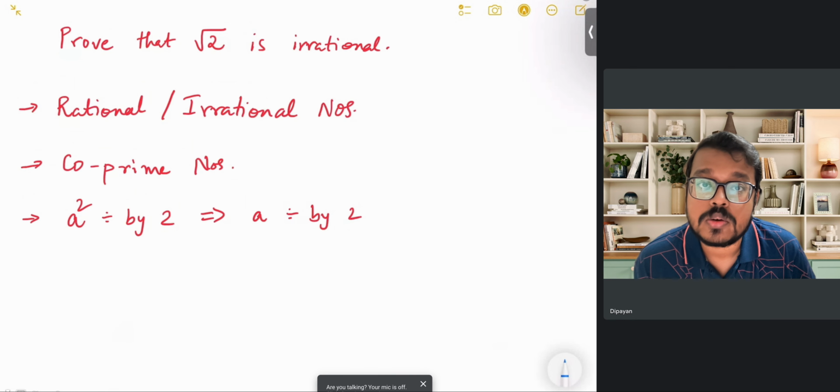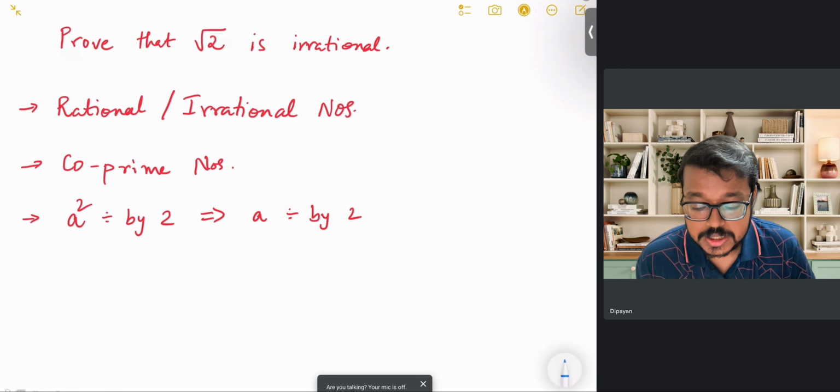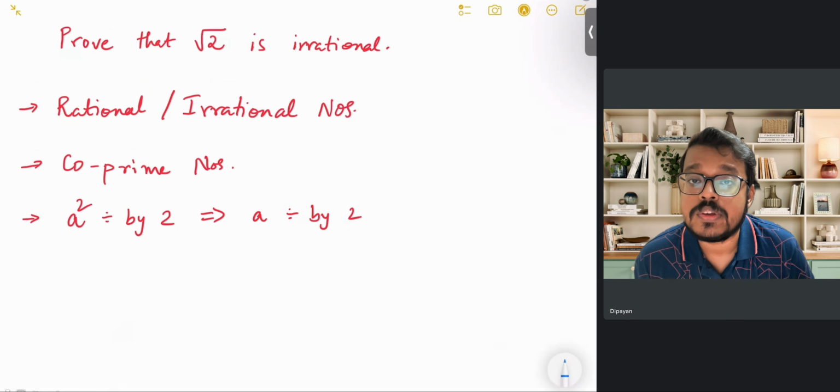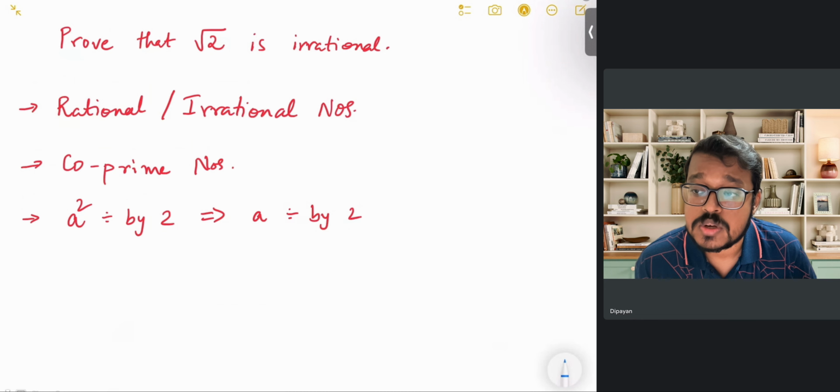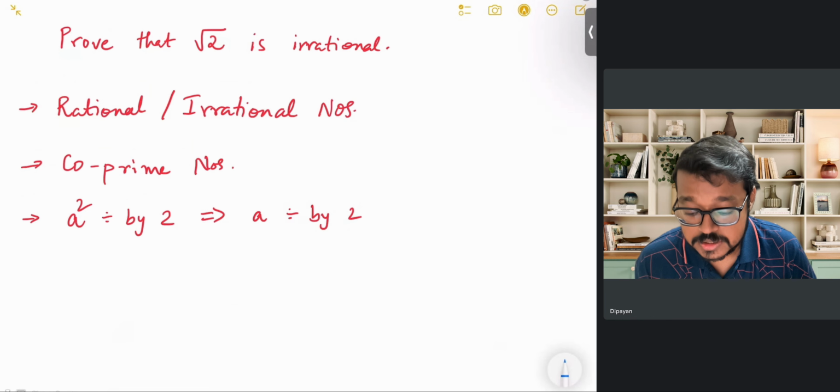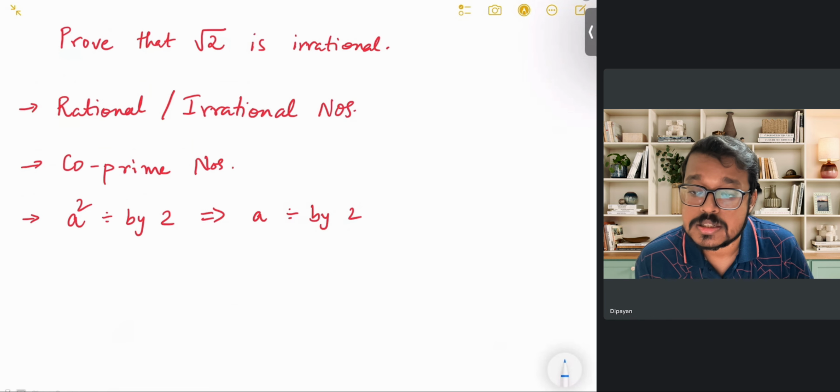One very important question in the chapter of rational and irrational numbers is to prove that numbers like root 2, root 3 or root 5 are irrational. So in this part of the video, I will revise some basic concepts that we need to understand in order to understand the proof. So the first concept is of rational and irrational numbers.